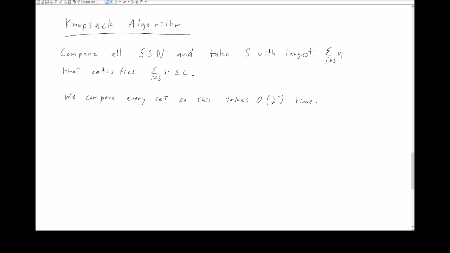To analyze the runtime, all we have to say is that we compare every set. Comparing every set is going to dominate the amount of time that our algorithm takes. And to compare all these sets takes order 2 to the n time. It's totally sufficient to say only this sentence when analyzing the runtime. We have our order notation, how long it's going to take, and we say roughly why it's going to happen. We have to compare every set. This is sufficient.